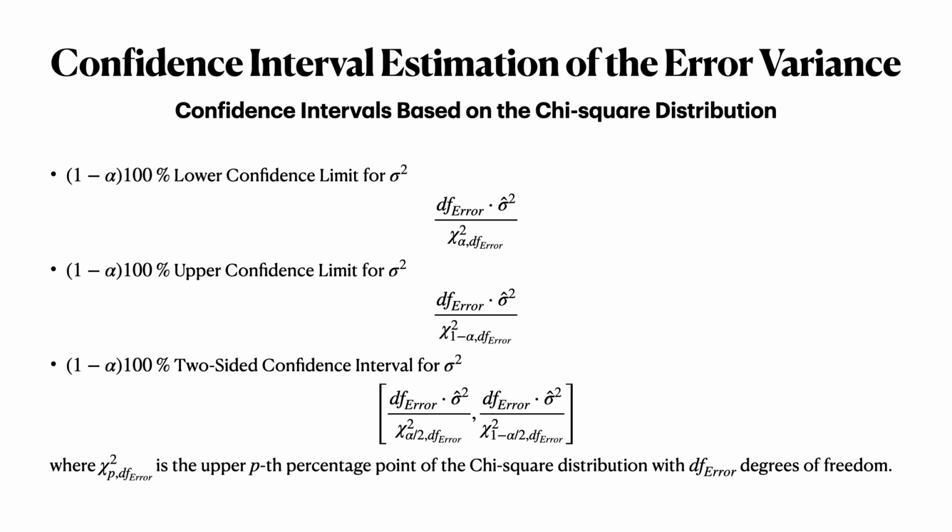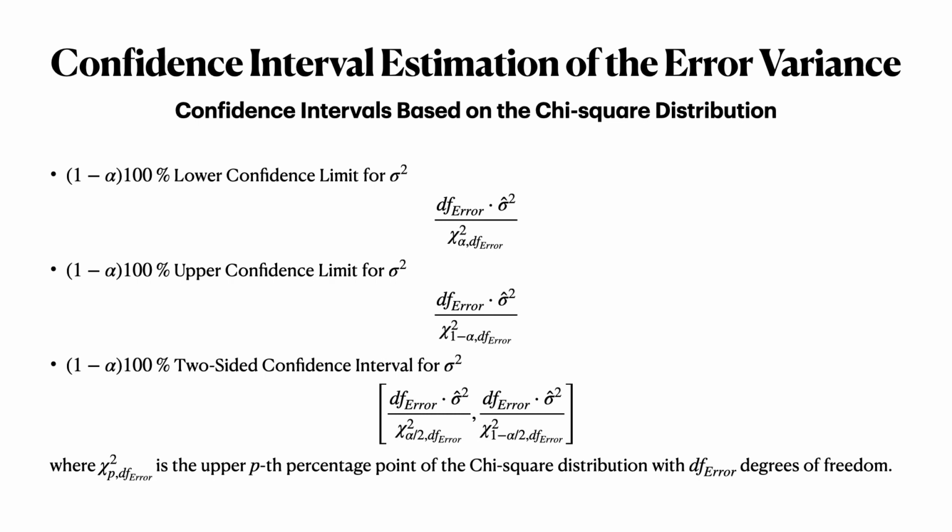To get an upper confidence limit for sigma squared, again at the 1 minus alpha times 100% confidence level, we take the same expression for the numerator, but we divide that by the upper 1 minus alpha percentage point of the chi-square distribution with degrees of freedom again equal to n minus t, the number of degrees of freedom for error from the ANOVA table.